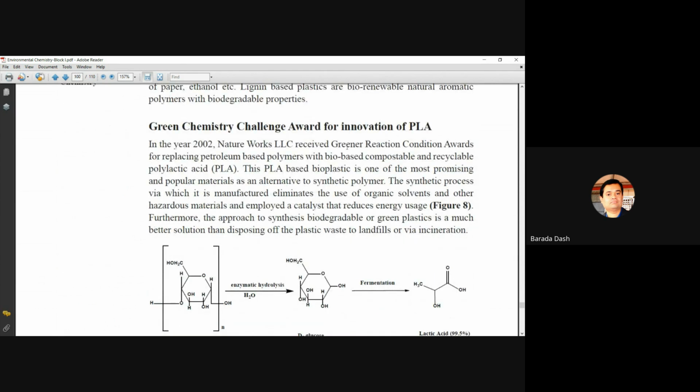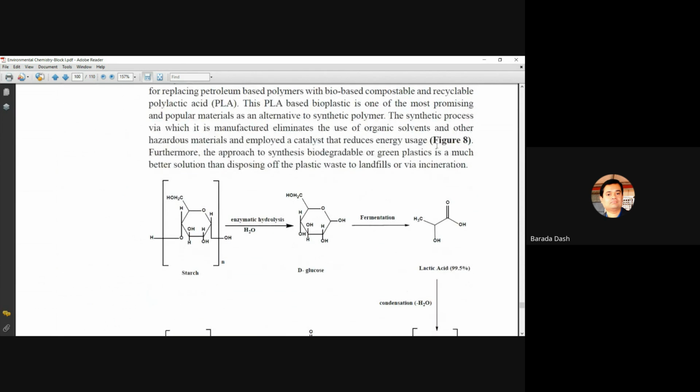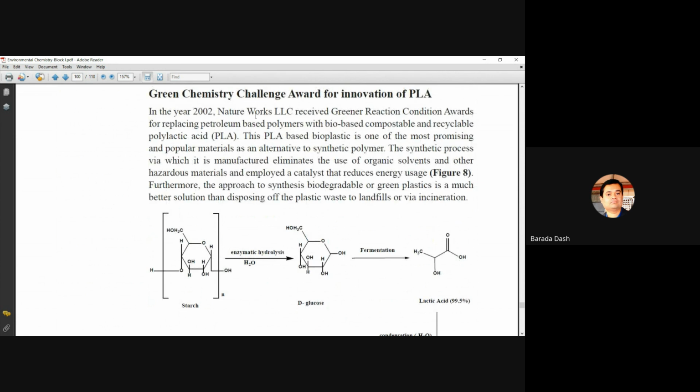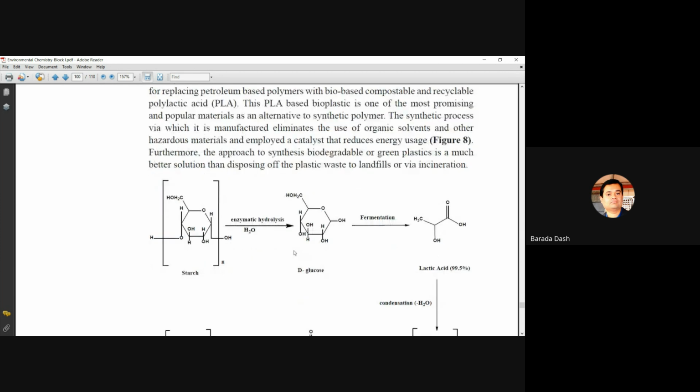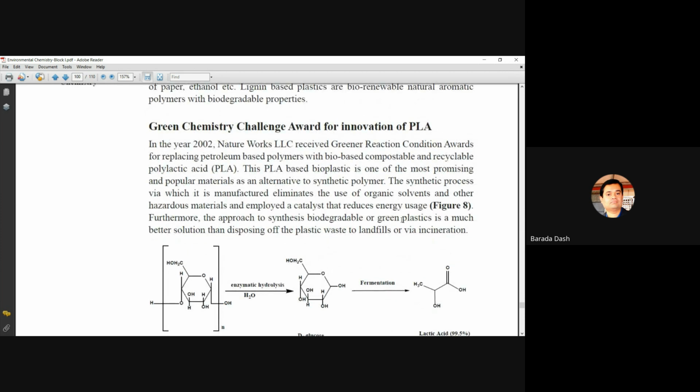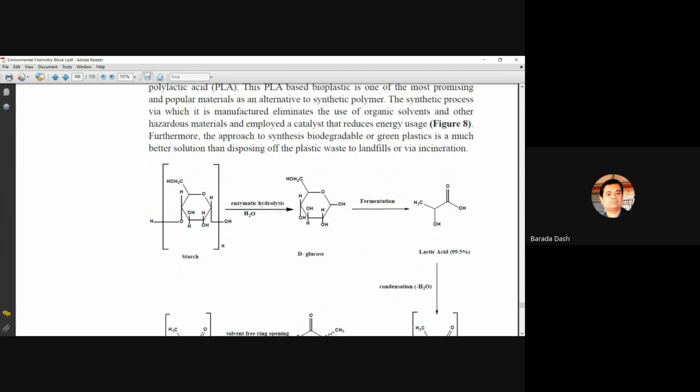Green Chemistry Challenge Award for innovation of PLA. NatureWorks LLC received the Greener Reaction Conditions Award for replacing petroleum-based polymer with bio-based compostable and recyclable polylactic acids. This PLA-based bioplastic is one of the most promising and popular materials as an alternative to synthetic polymer. So basically, many polymers which are now recyclable, like polylactic acids, are biodegradable plastics.